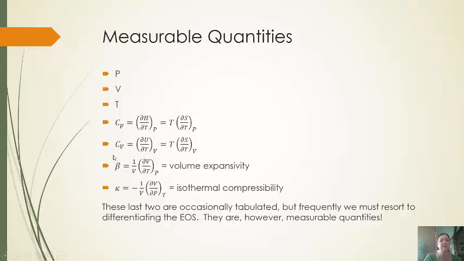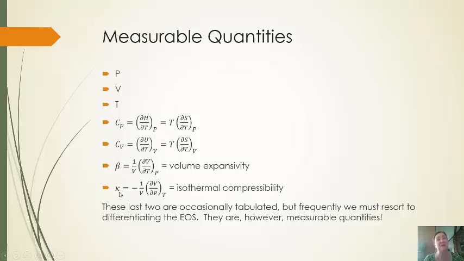Now there are two others that you probably have not really encountered yet. They are how volume changes with changes in temperature and pressure. And the beta is called volume expansivity. It's how volume changes with temperature at a fixed pressure. That divided by volume is what is known as beta, or the volume expansivity.